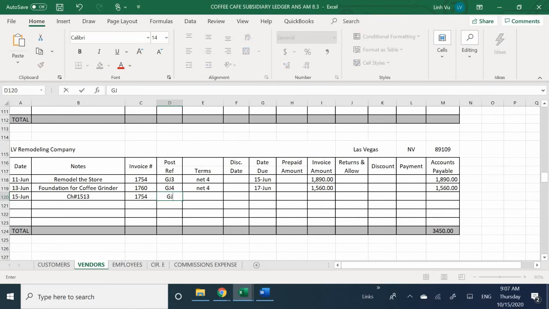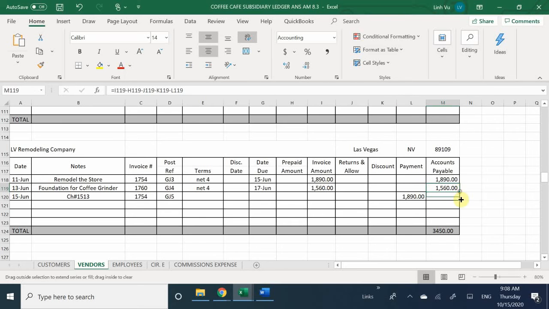Then no post GJ 5. And no terms. And under payments, we can put 1890. And if we pull this formula down, what you're going to notice is it becomes a negative number. No, the invoice amount should be 1890. Okay, so we actually have it up here.